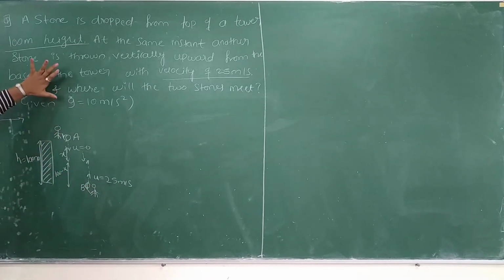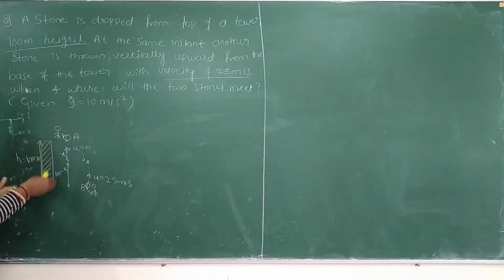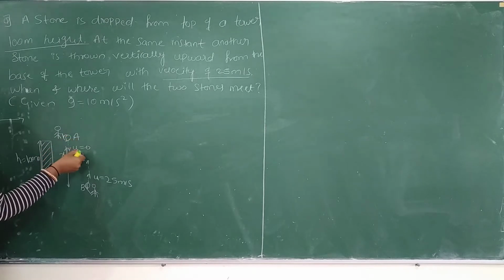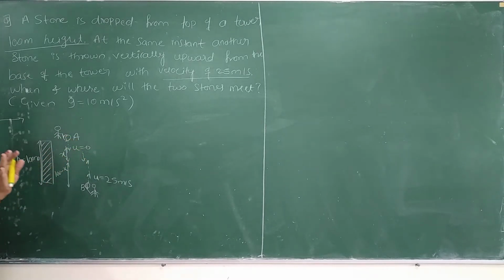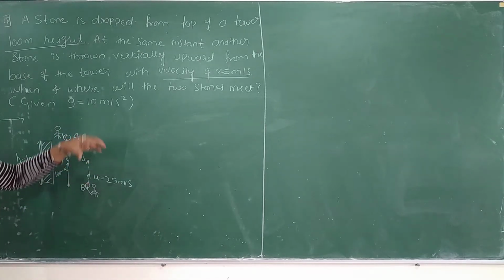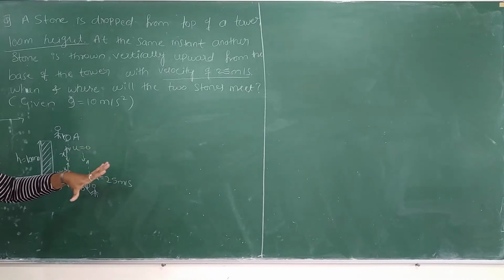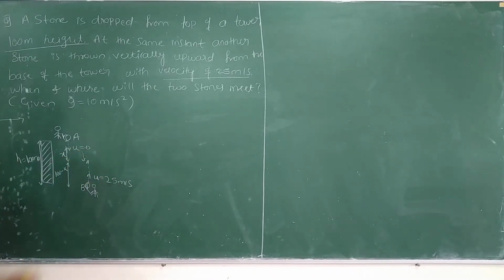Once again I am going to explain this problem. What is given? A stone is dropped from the top of the tower. Here the tower is there and at the top of the tower a person is standing. He drops the stone with initial velocity 0. Why? Because while dropping a stone or any object, it has 0 velocity. That's why initial velocity will be 0.